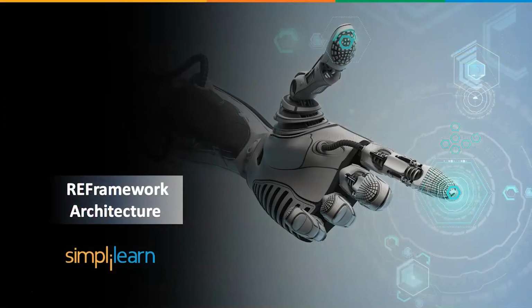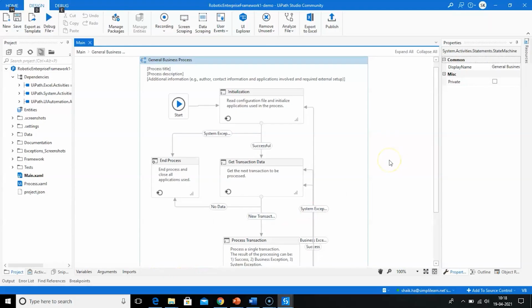Let's look at the ReFramework architecture. The ReFramework is implemented as a state machine, which is a form of workflow with two advantageous characteristics: states and transitions. Actions to be taken in response to the stated input are described by states. Transitions switch the execution from one state to another based on the results of the state. There are four key states in ReFramework: initial state, get transaction data, process transaction, and end process.